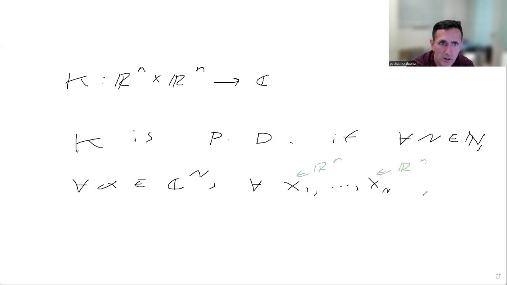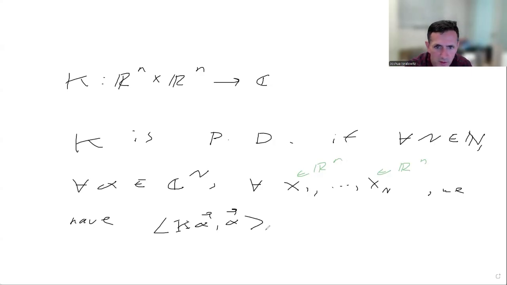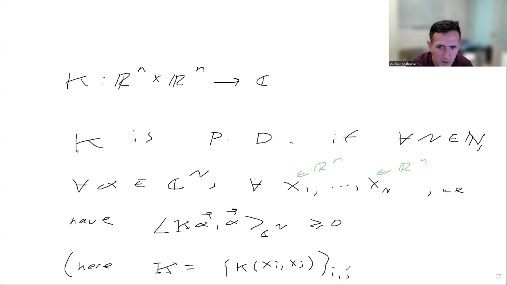we have the following inner product, K alpha alpha on Cn, this is bigger or equal to 0. Now remember what this is. This is simply K evaluated at xi and xj. So it's an n by n matrix acting on alpha, the inner product of alpha.